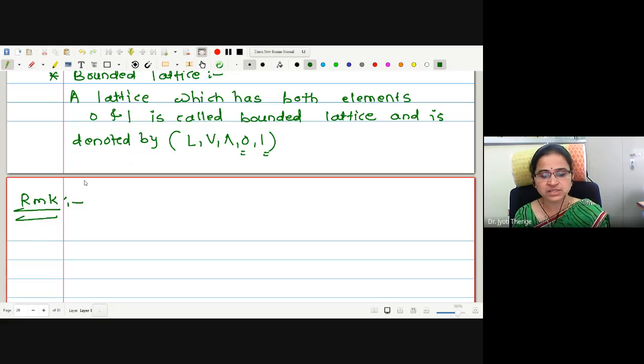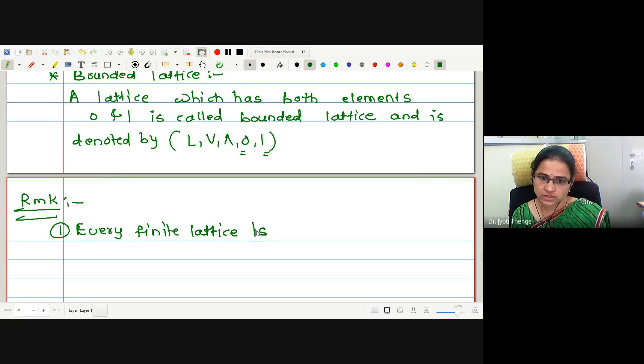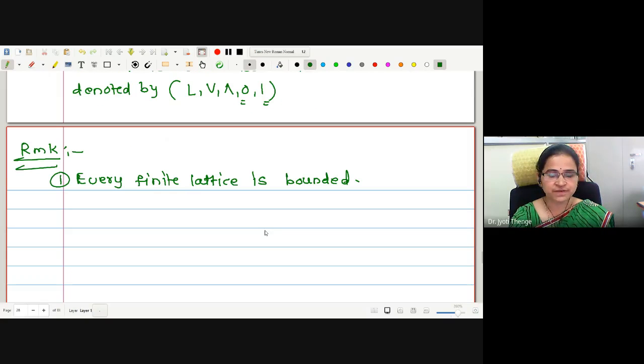The first remark is every finite lattice is bounded. Because we have seen every finite lattice is complete, and for a complete lattice 0 and 1 are going to exist. Therefore, the first example is every finite lattice is bounded. There may be a question for the objective on this relation. Every finite is complete, complete is bounded, therefore every finite is bounded.